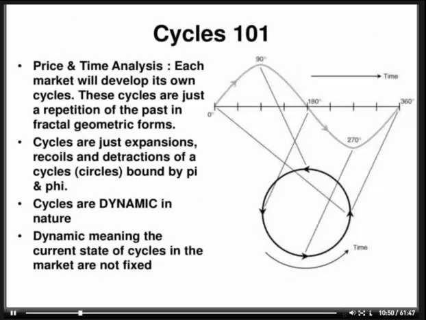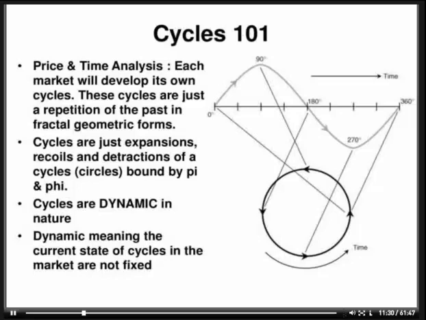So with price and time analysis, each market will develop its own individual cycles. These cycles are just a repetition of the past in fractal geometric forms. And to me, they're really just expansions and recoils or detractions of these circular measurements that we're making, and they're often actually bound by pi and by phi. So that's really interesting because we use these Fibonacci tools all the time, and we kind of ignore one of the most amazing numbers, which is pi, which we'll see will bind a lot of these circles or cycles that we're looking at.